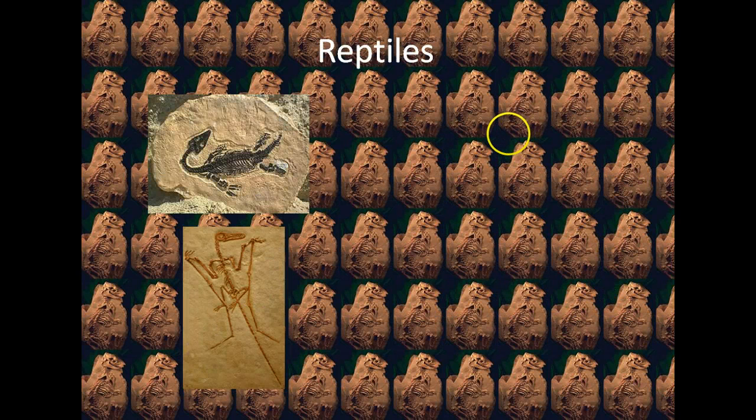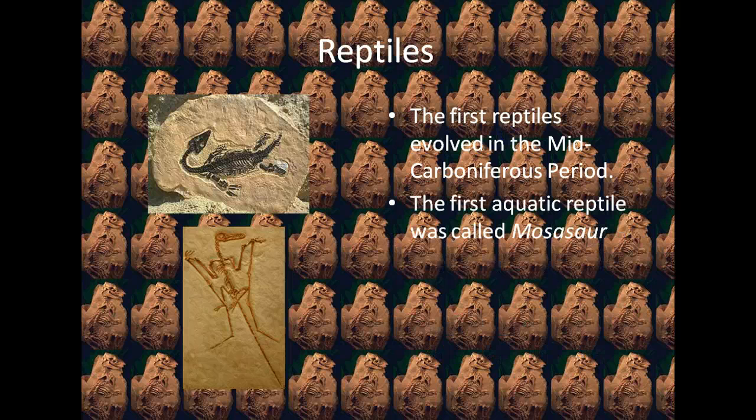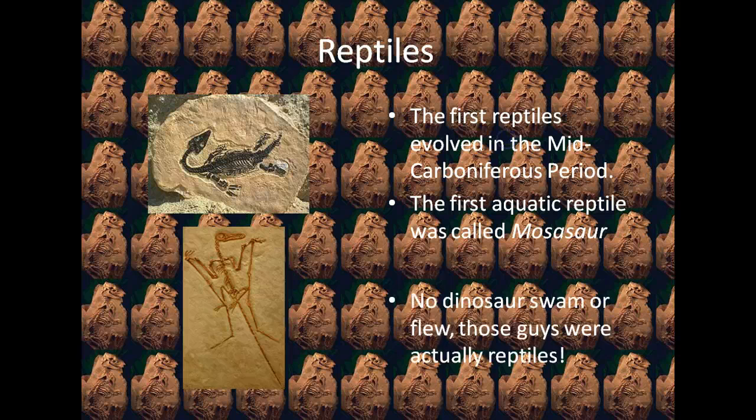The next group is reptiles. Now, the first reptiles evolved in the mid-Carboniferous period, which is the same period where the plants evolved, another coincidence. The first aquatic reptile to hit the water was called the mosasaur, and he evolved about in the Ordovician or Devonian period, both of which are dubbed the nickname the Age of Fishes.